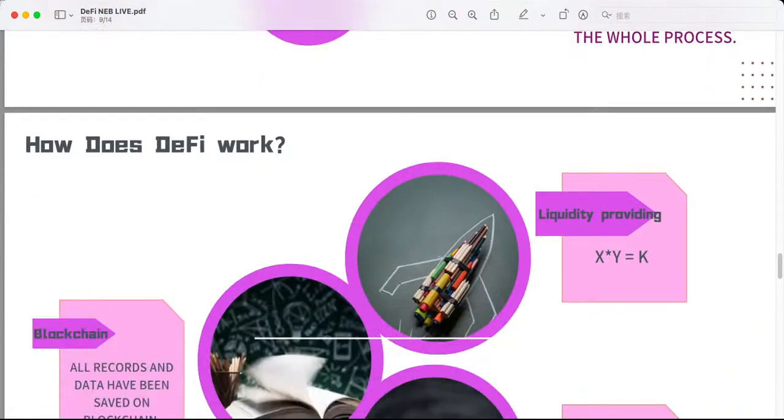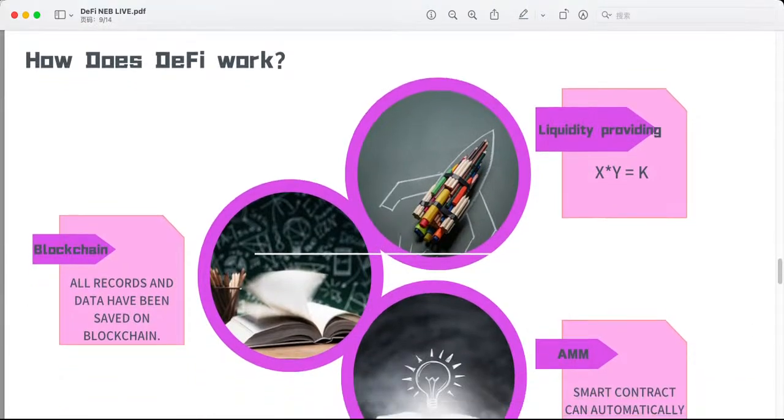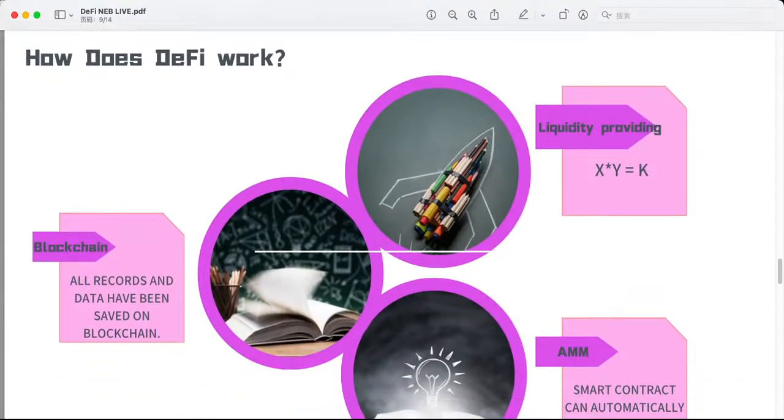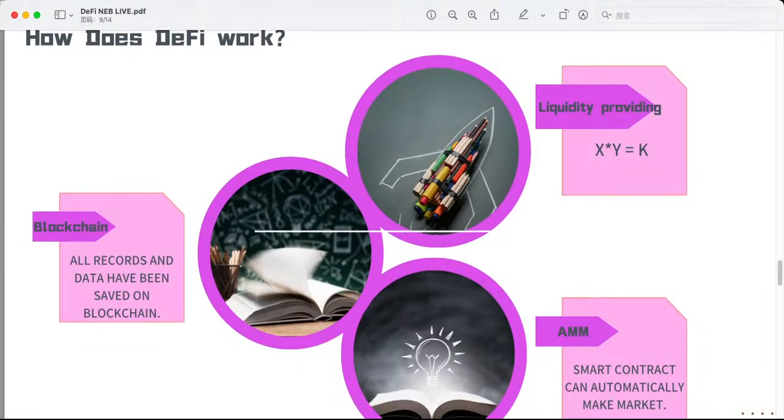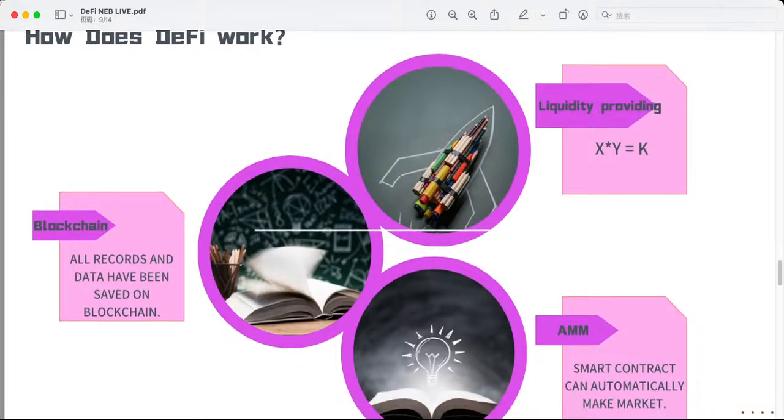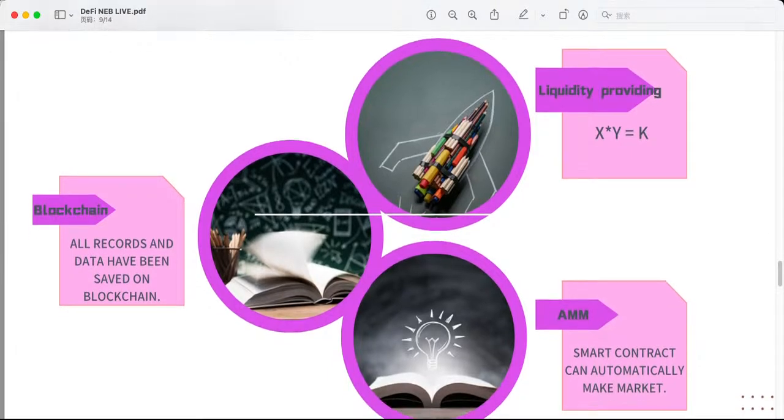And how does DeFi work? There are three components of how DeFi works. First of all is the blockchain. As I said before, it's very transparent, and the smart contract can, instead of third parties, execute the whole process. And this whole process is recorded on the blockchain.